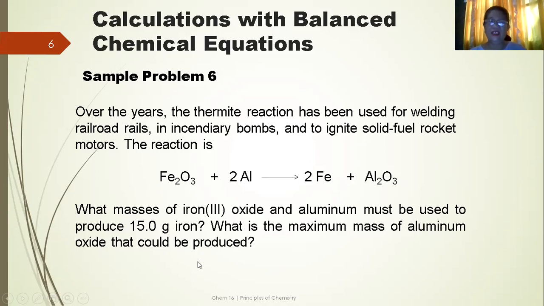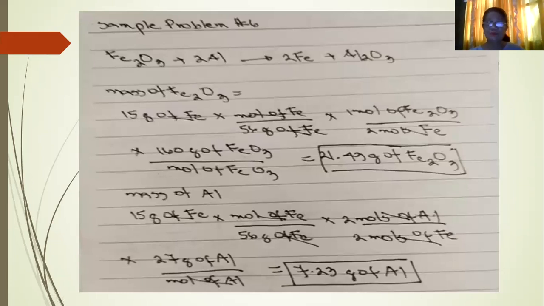Okay, the equation now is balanced, and I know you already know how to write a chemical formula, which was discussed in the first part of our lesson. So what is needed here is, what is the mass of iron oxide that must be used to produce iron and aluminum oxide? The reactants are iron oxide and aluminum, wherein the given is 15 grams of iron. Okay, here is the solution.